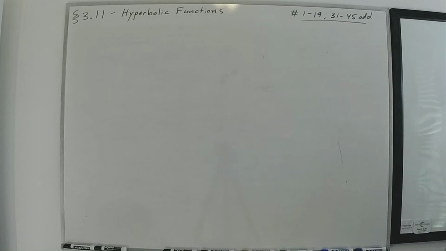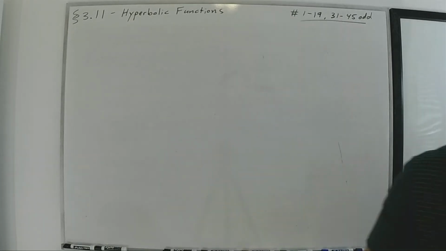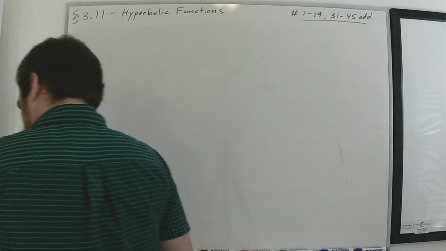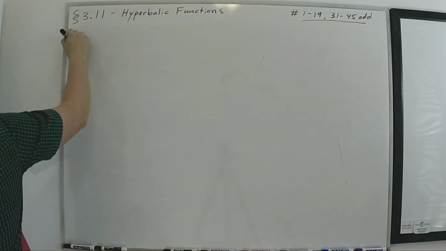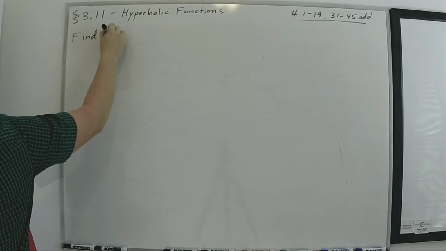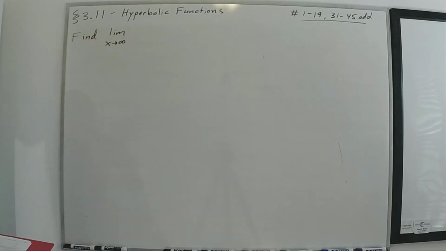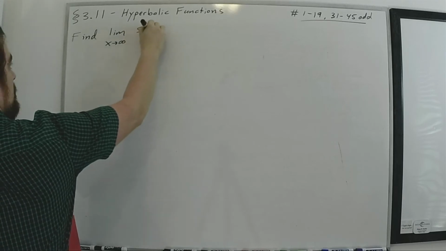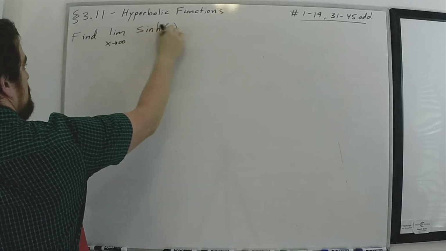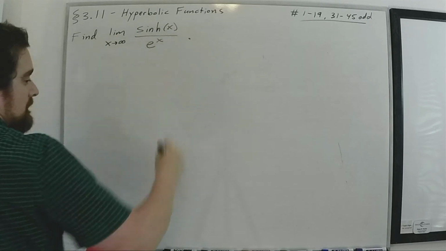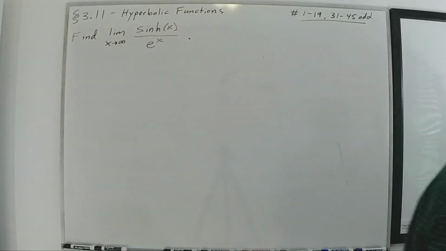Let's see what else we got. Find the limit as x goes to infinity of sine hyperbolic of x over e to the x. This will be nice because we probably haven't touched a limit in quite a while.